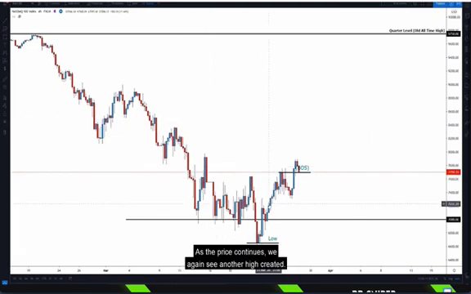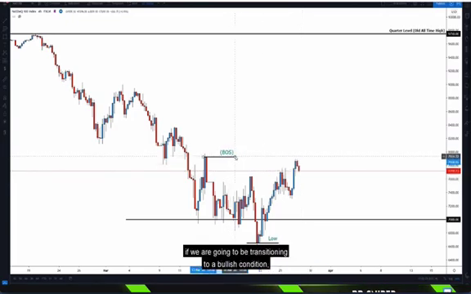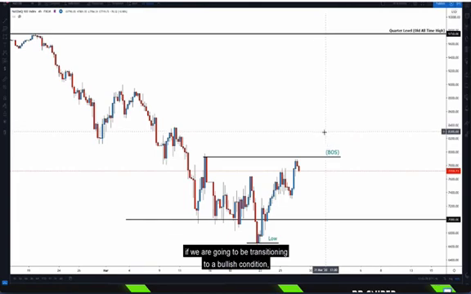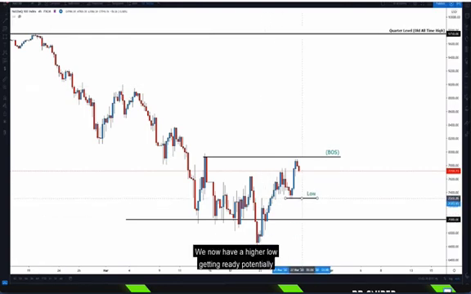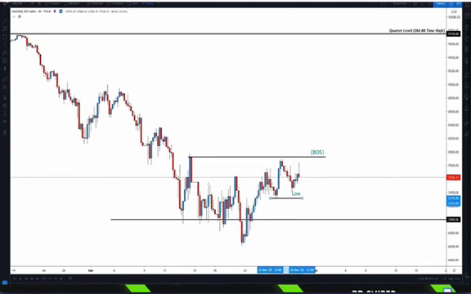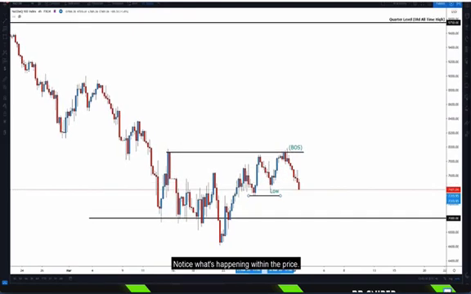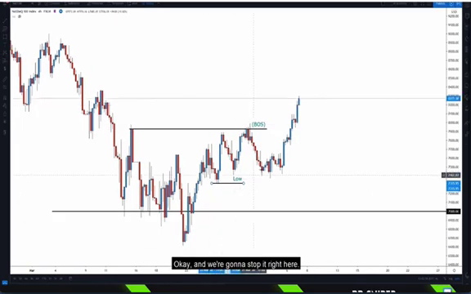As the price continues, we again see another high created. And so at this point, what we'd be wanting to see if we are going to be transitioning to a bullish condition, we're going to want to see this high get traded through eventually. We now have a higher low, getting ready potentially for a higher high. Notice what's happening within the price. Okay, and we're going to stop it right here.